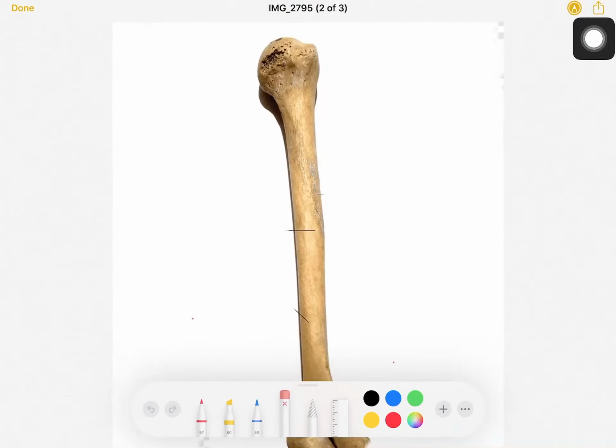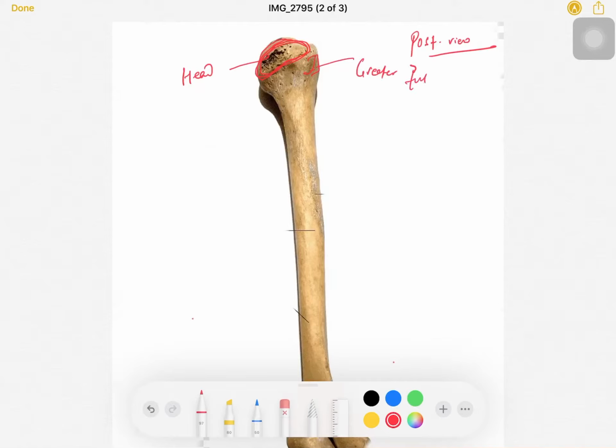If you see in this picture, this one is your posterior view of the humerus bone. In the posterior view you can see here, this one is your head. I'm drawing with red color. So this one is your head of the humerus. After the head you can see a protuberance here. Actually this one is your tubercle, that is called the greater tubercle, right? So after the head you can find the greater tubercle.